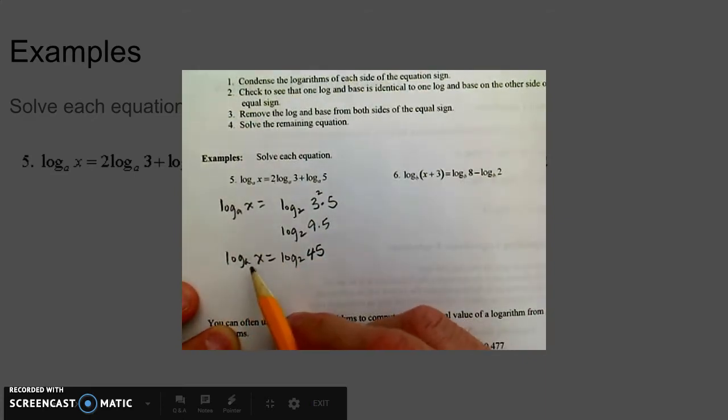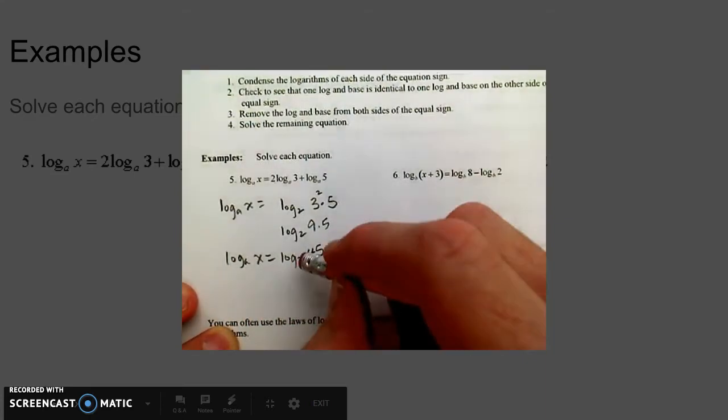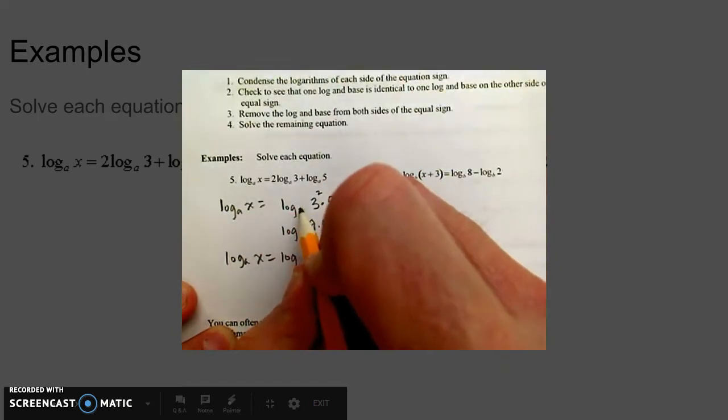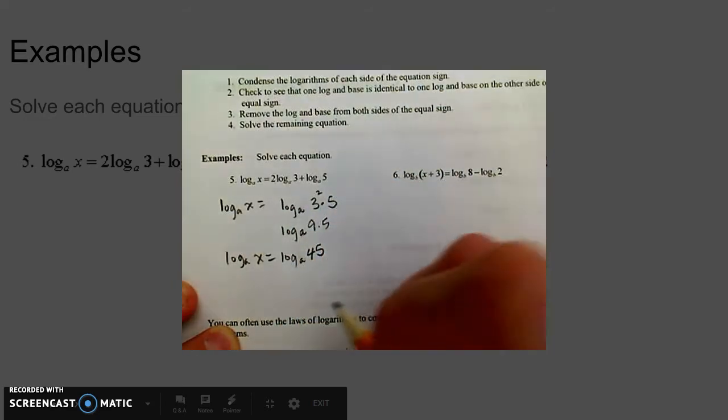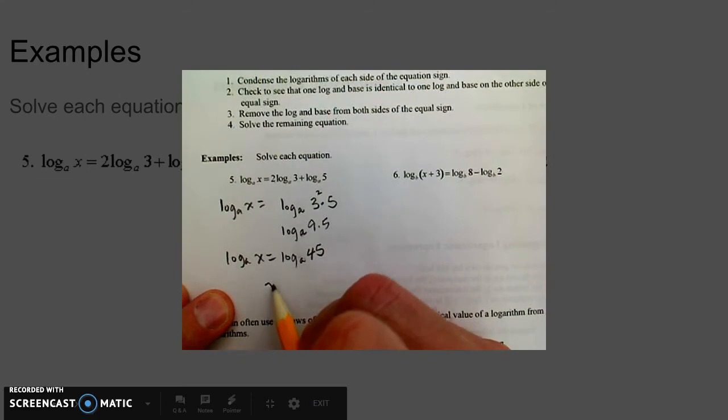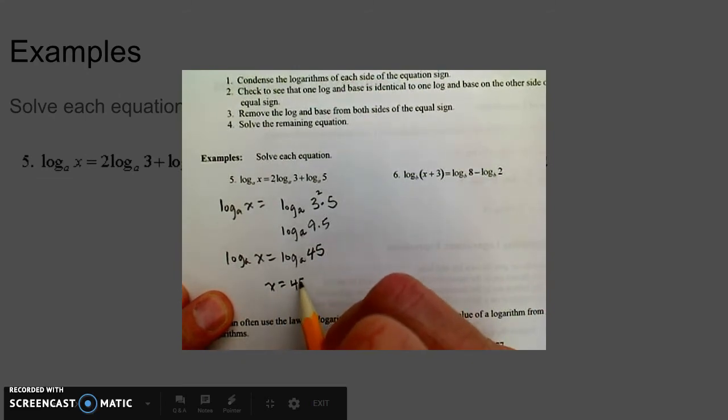So log base a of x. I should go back and point out that those are all log base a's. So the log base a of x equals the log base a of 45. That means x equals 45.